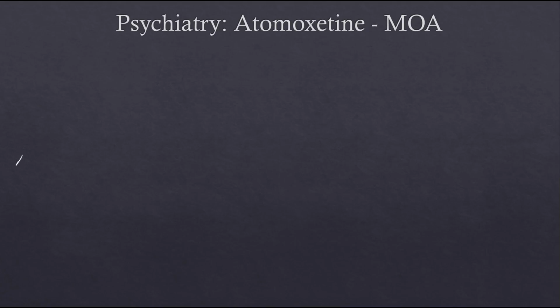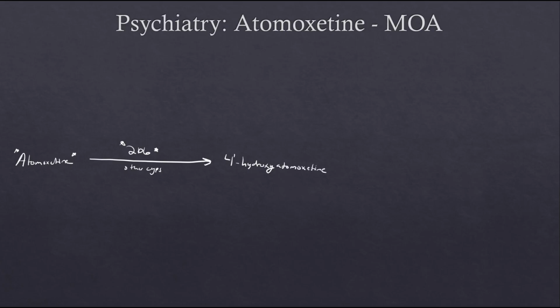So the main route of metabolism for atomoxetine is through CYP2D6, and that creates a hydroxy metabolite similar to what we've seen with the TCAs, which then again gets metabolized one more time into metabolites which are prepared for removal from the body. So this is the main pathway of metabolism, and CYP2D6, although there's other CYPs at play, is the principal CYP at work here.